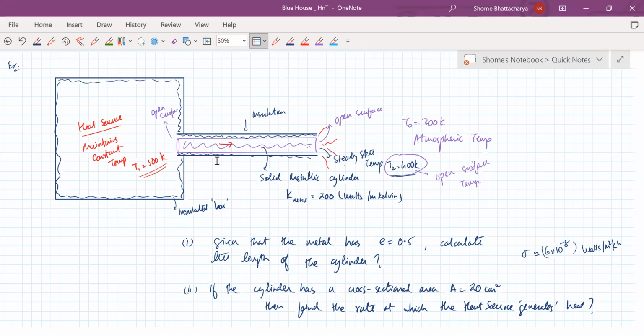So the interesting thing is, for the first part, you will not require the area. That is why the area of cross section is given only in the second part. In the first part, you have to calculate the length of the cylinder. For that, you will require thermal conductivity, emissivity, temperatures, and all this. Sigma, of course, is given to you, but you will not even require the area of cross section. So that means the answer is independent of the area of cross section.